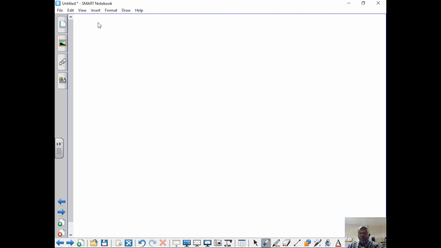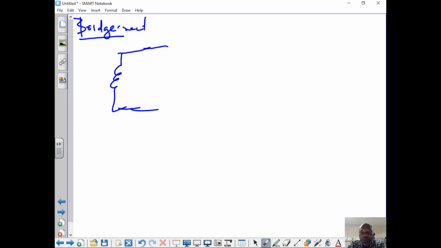The last circuit, we call it the bridge rectifier. Now this one, I'm now drawing the secondary only. I'm no longer doing the calculation of the primary to secondary. Look, how do you go about drawing it?